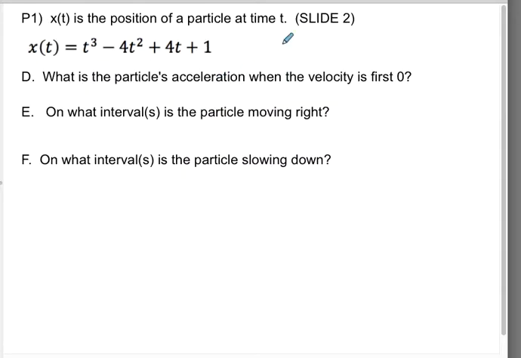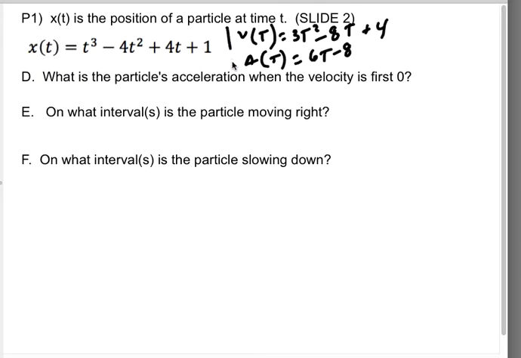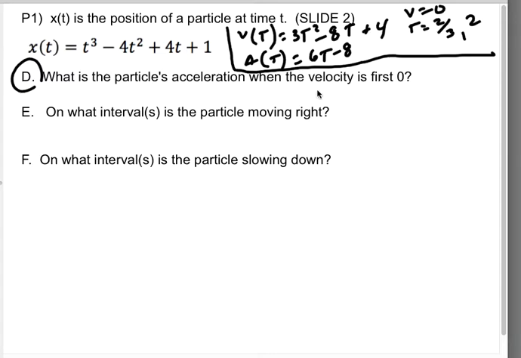Okay, so I'm going to need v of t, which I found on the other page, to be 3t squared minus 8t plus 4, and I'm going to need a of t, which I found on the previous page, to be 6t minus 8. So I'm just copying them up here so I have them. It's also worth noting that I found that v is equal to 0 at 2/3 and 2, right? Those are the three things I found on the previous page. So let's look at D first. D says, what is the particle's acceleration when the velocity is first 0? Well, this is the first time that the velocity is 0.